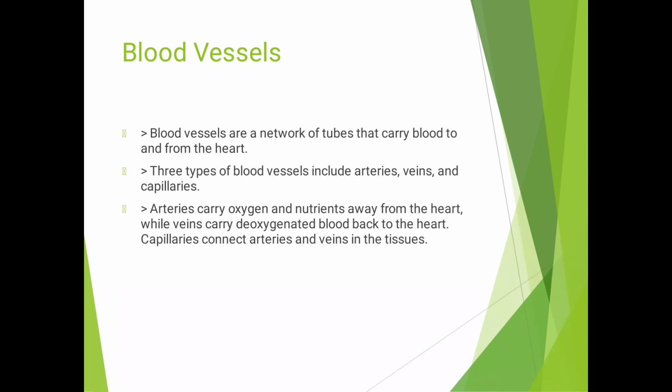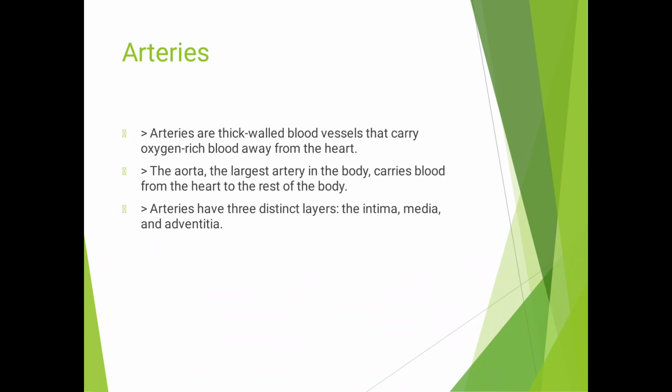The next thing is blood vessels. The blood vessels are a network of tubes that carry blood to and from the heart. There are three types of blood vessels: arteries, veins and capillaries. Usually arteries carry the oxygen and nutrients away from the heart, but the veins carry the deoxygenated blood back to the heart. Then capillaries connect the arteries and veins in the tissue.